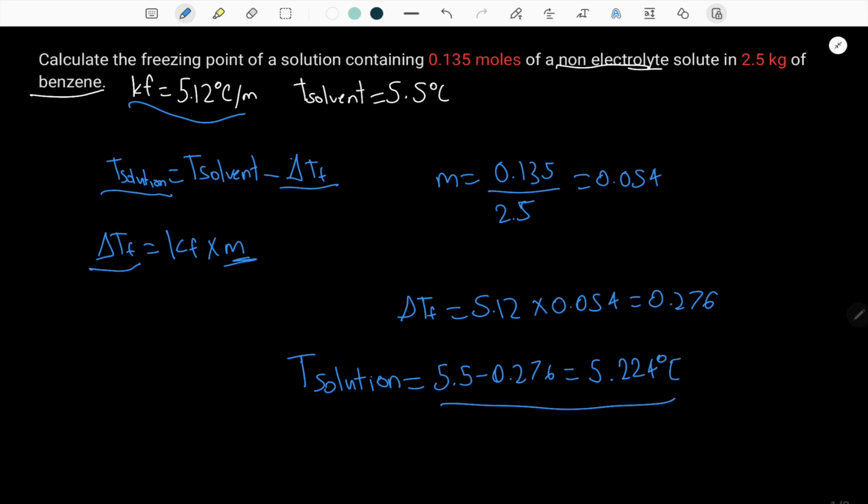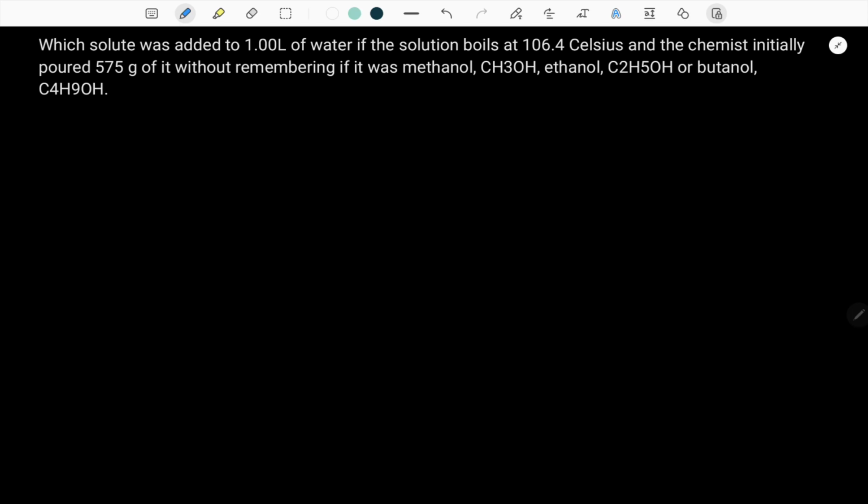And now you might be wondering about K of F and T of solvent. This is either given to you like this, or it will be given to you in a table, and you have to find the corresponding value. So maybe water is like this, and benzene is like this, and then this is K of F, and then this is T of solvent. So you just find the corresponding values. Now let's move on to the next question.